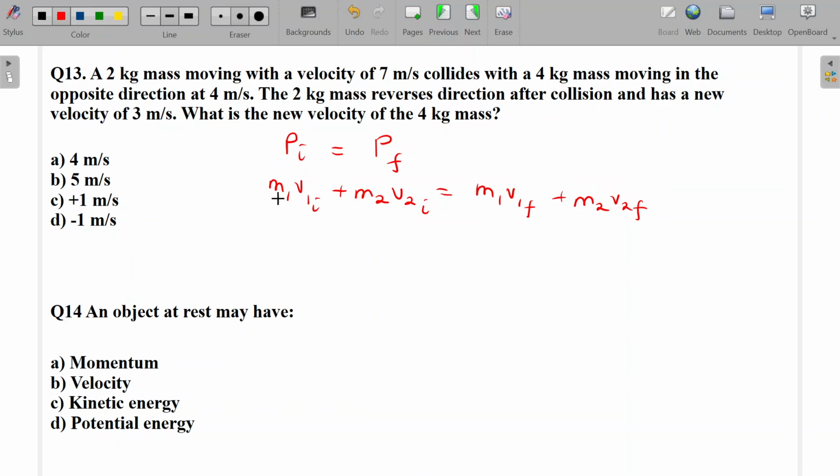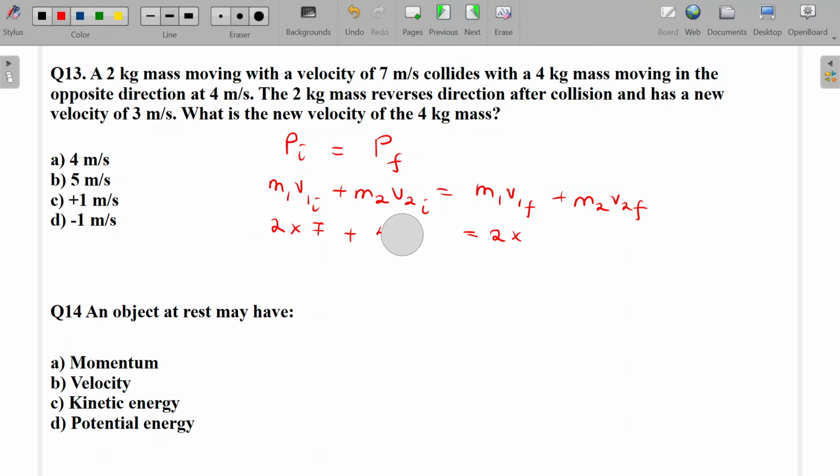In this case, m1 is 2 kg, so I'll say 2 times the v1 initial, which was 7. Then plus the 4 kg, which is 4 times, it was moving at 4. Then it equals the 2 kg now, so 2 times another velocity, which was 3.